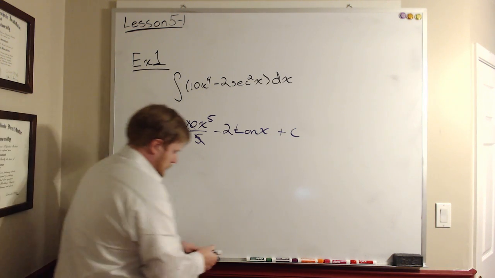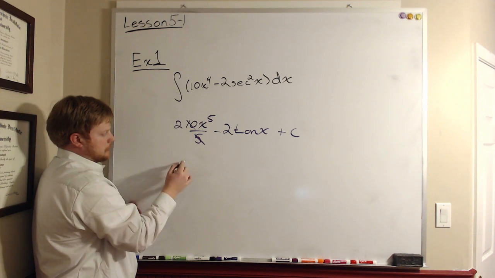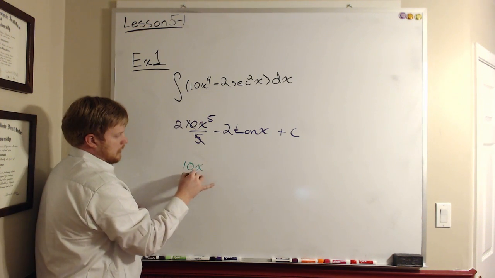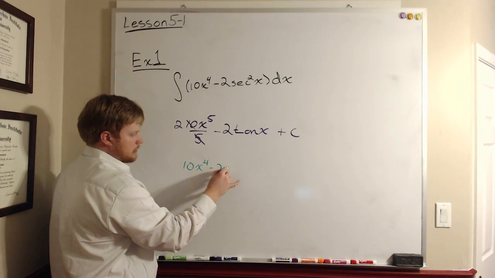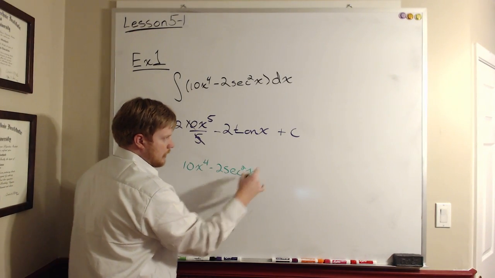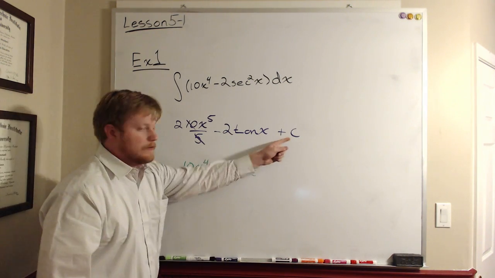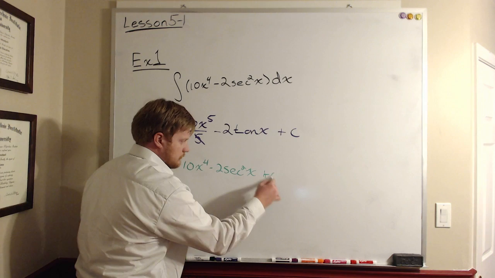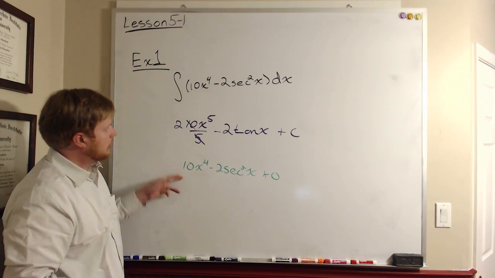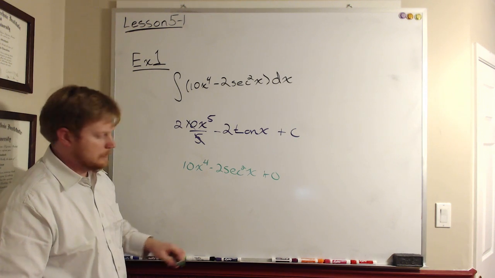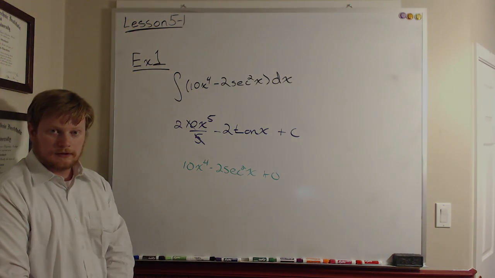We can check our work by finding the derivative of this. Let's check our work in green here. 5 times 2 is 10. x, decrease the power by 1, minus 2. The derivative of tangent is secant squared. And the derivative of a constant is 0. So that constant of integration disappears. And I get back my integrand. So pretty straightforward.